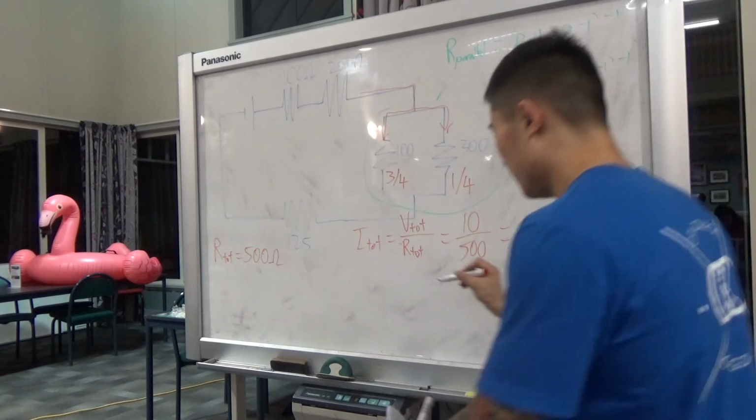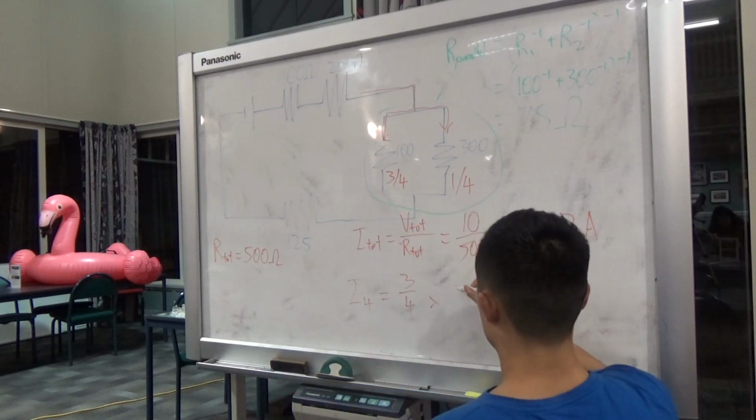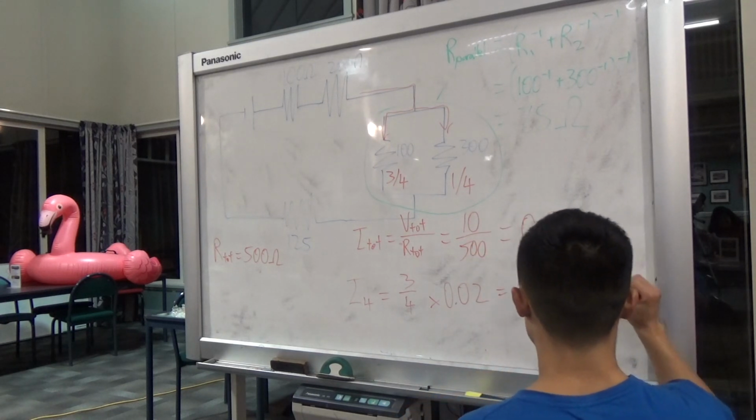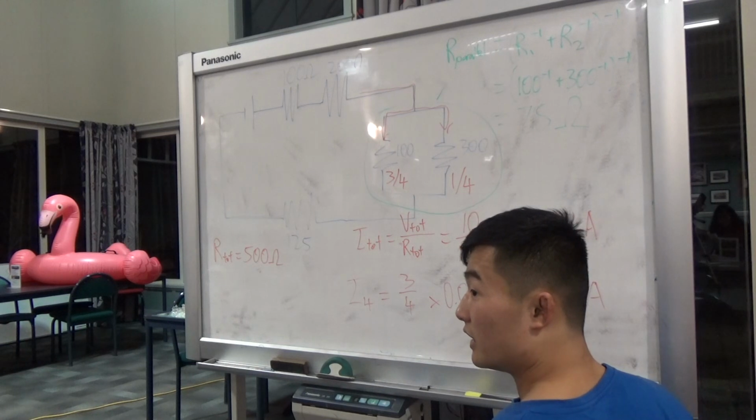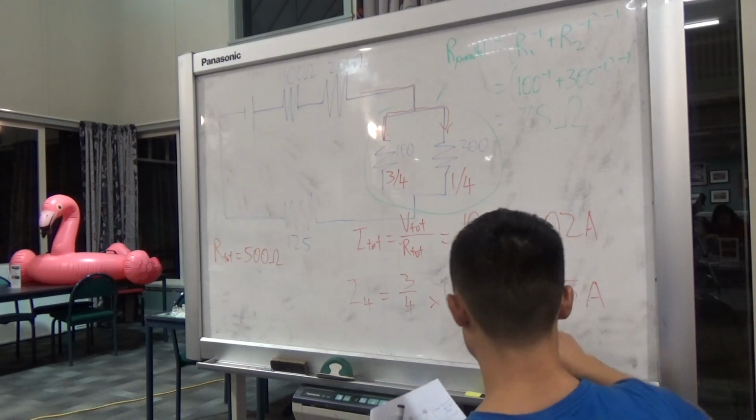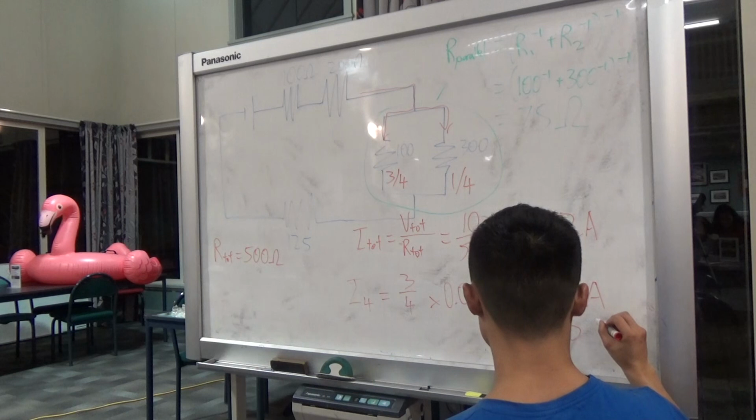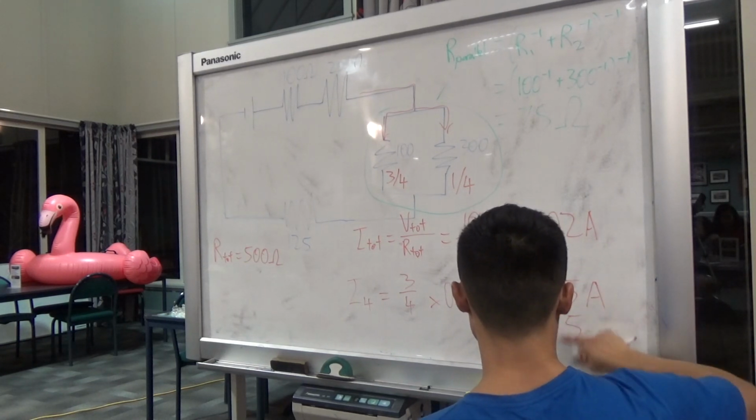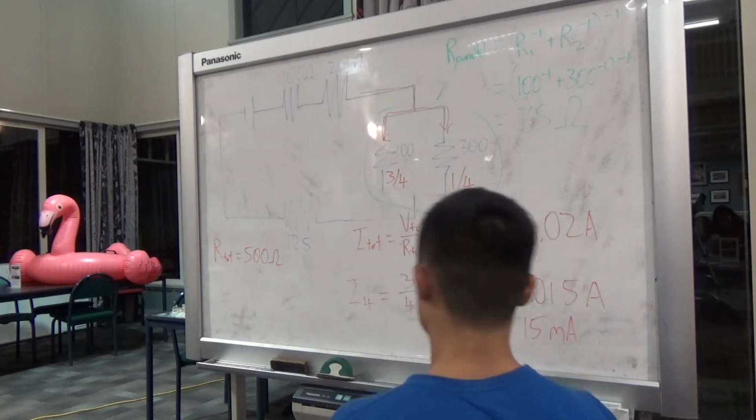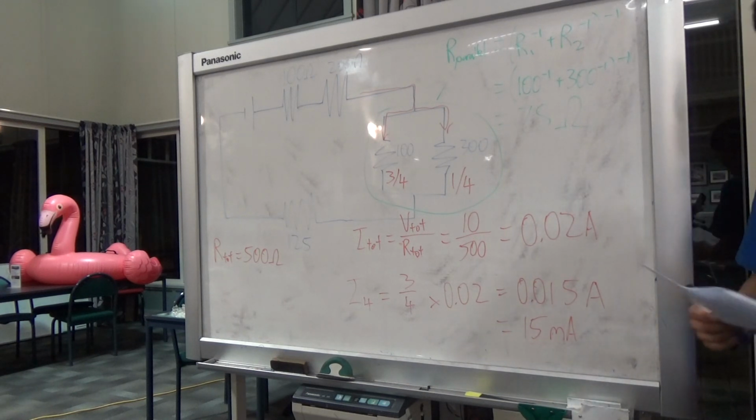So the current going through resistor 4 is going to be 3/4 times 0.02, and that's going to be 0.015 amps. Sorry, 0.015, yeah. So that's 15 milliamps. Okay. Thanks for that. Okay, so that's going to be option C, right?